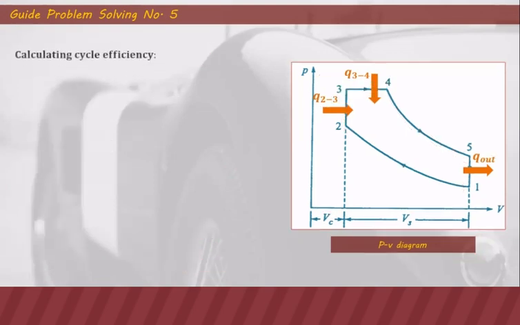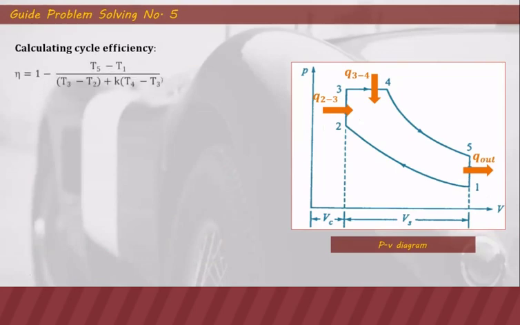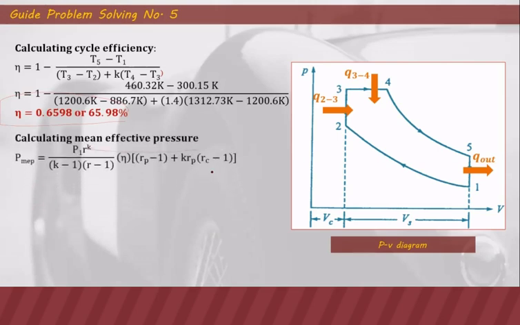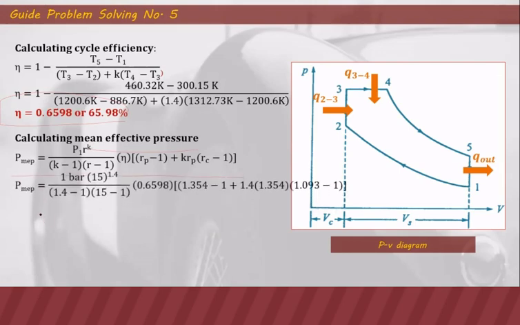Since we already have those pressures and temperatures, then we can calculate the thermal efficiency using the formula in terms of temperature. Just by plugging in, we can get the cycle efficiency as 65.98%. And for the mean effective pressure, we can use also the formula that we already derived, by substitution. Then we can get the mean effective pressure as 2.77 bar. Just take note that thermal efficiency should be in decimal. And then here, we can use the bar equivalent of P1 instead of using the kPa, so that the final result will also be in bar.